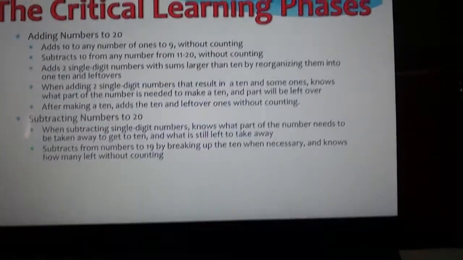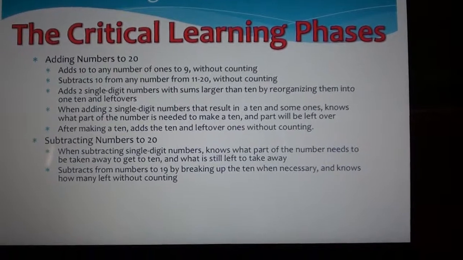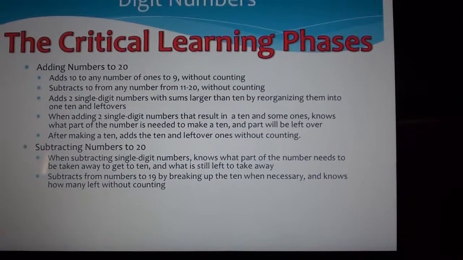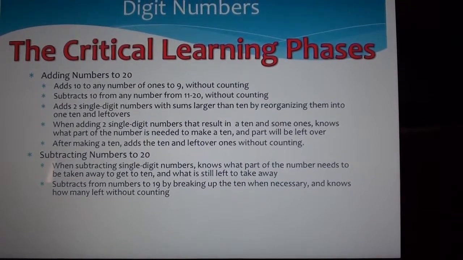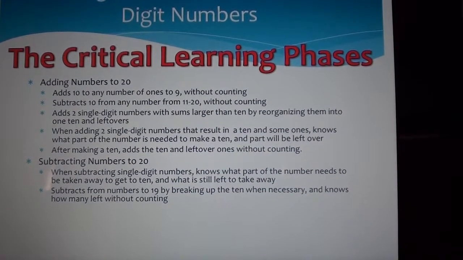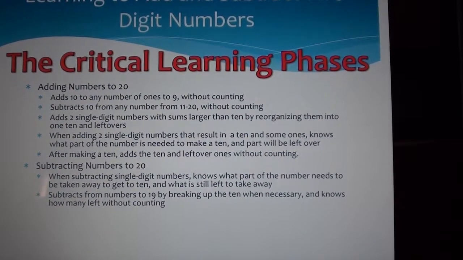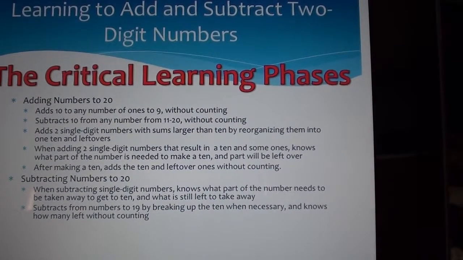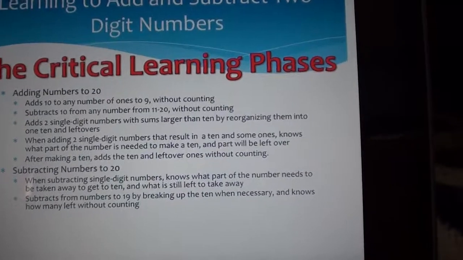So the critical learning phase number 2, subtracting numbers to 20. When subtracting single-digit numbers, the child knows what part of the number needs to be taken away to get to 10 and what is still left to take away. Subtracts from numbers to 19 by breaking up the 10 when necessary and knows how many are left without counting.